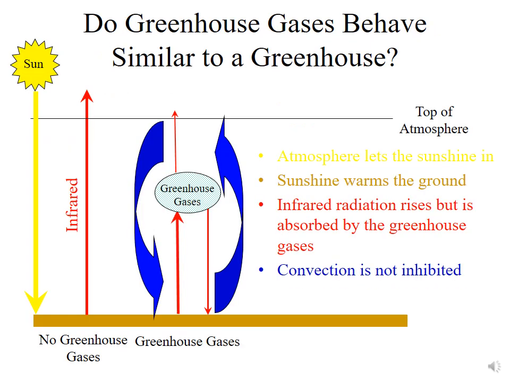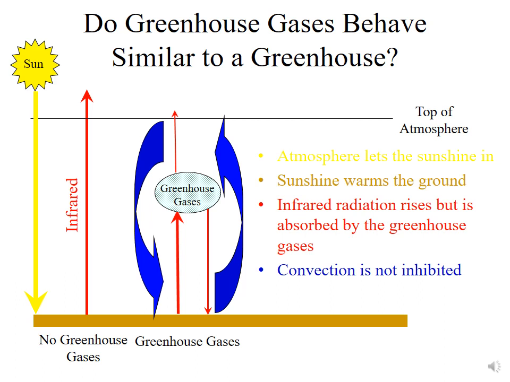Let's compare this to the atmosphere and how the atmosphere works. So over here on the left, we have the solar radiation coming in, and we're going to look at the situation where we don't have any greenhouse gases. So the sun will basically be absorbed at the ground. The ground will heat up and will give off infrared heat energy. And if we don't have any greenhouse gases, then that infrared heat energy will be emitted directly to space.